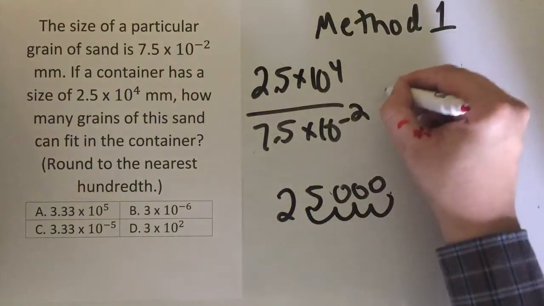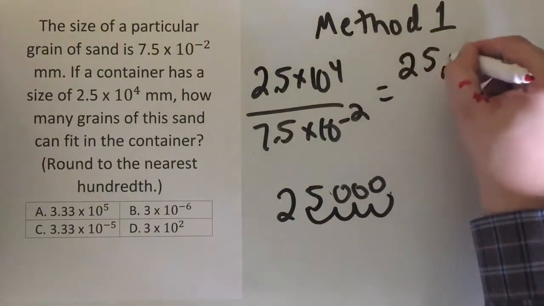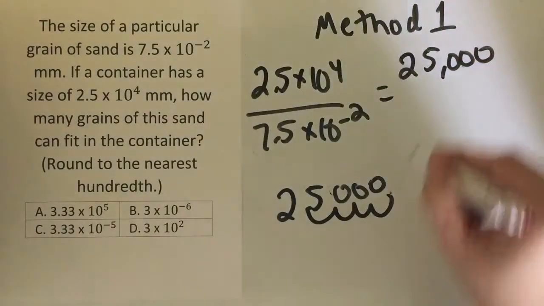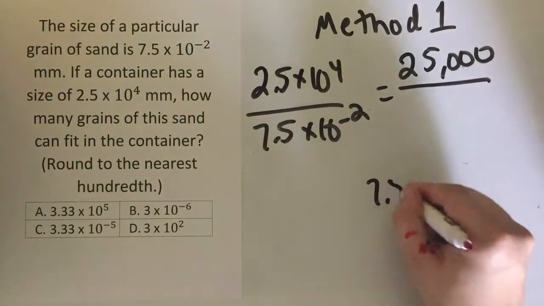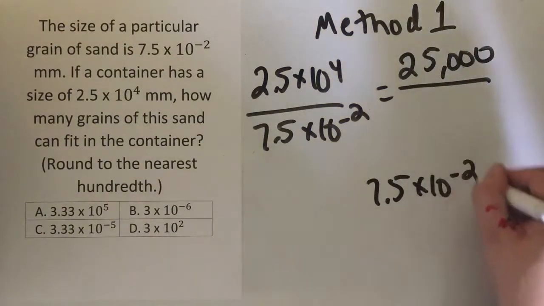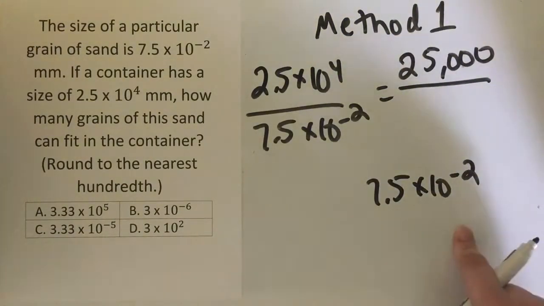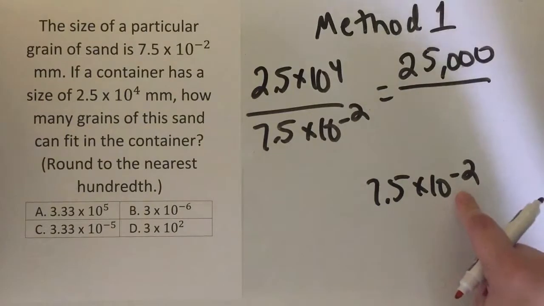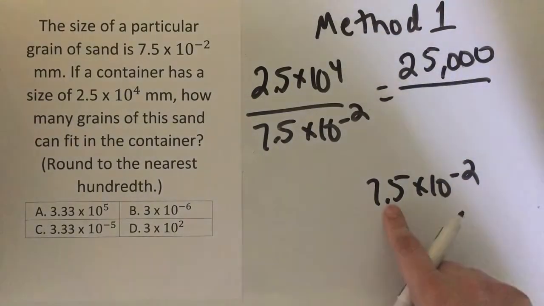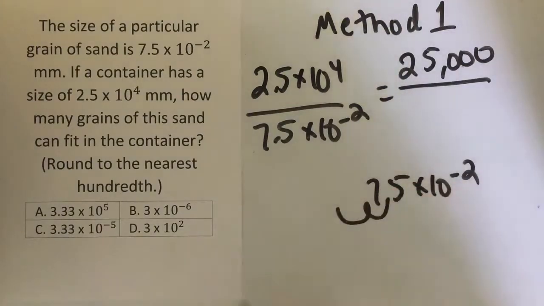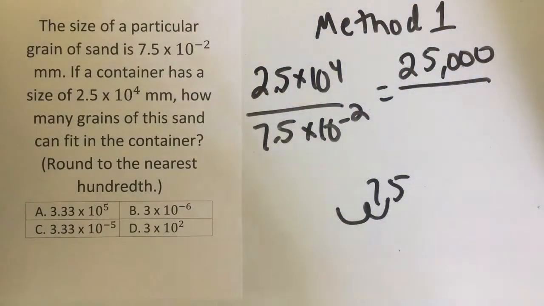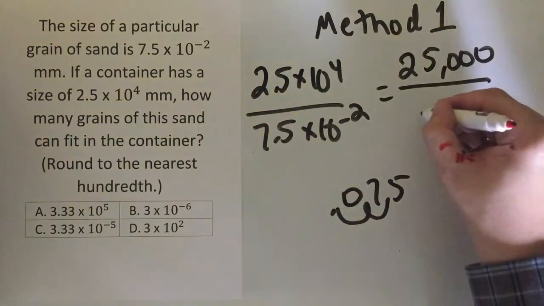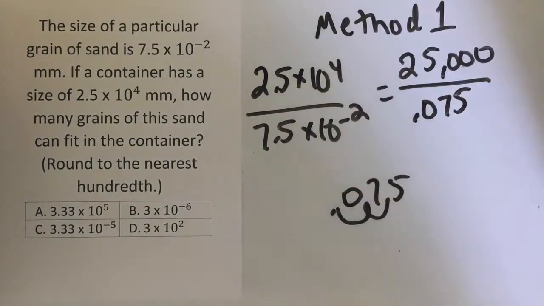We end up with 25,000 as our top number. Looking at 7.5 times 10 to the negative second, to change this scientific notation to its actual number, since this is negative, that means we move the decimal that many places to the left. So I will move this decimal 2 places to the left, and you ultimately end up with 0.075.